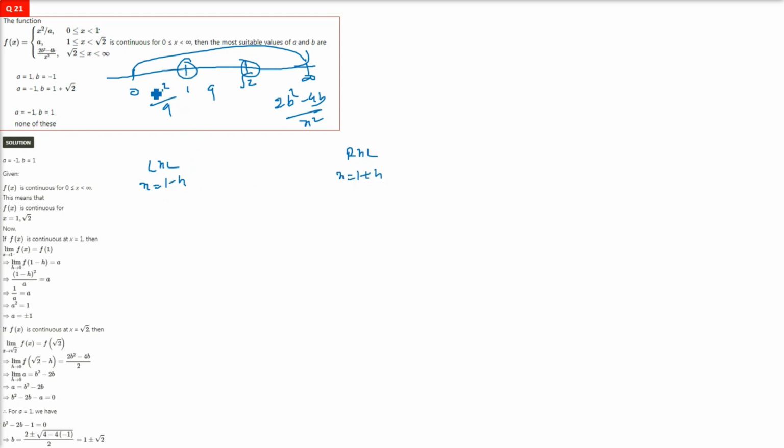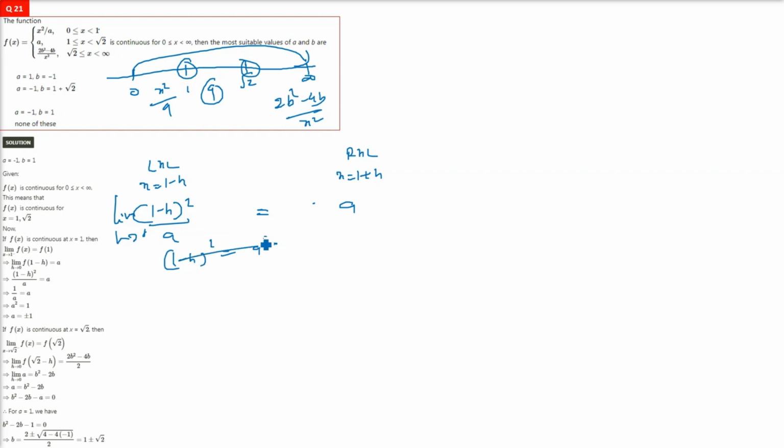So from 0 to 1 it will be x square by a, from 1 to root 2 it will be a, and from root 2 to infinity it will be 2b square minus 4b by x square. So we have to put 1 minus h in x square by a. 1 plus h doesn't matter because a is a constant. Now equate this: 1 minus h whole square by a equals a. So 1 minus h whole square equals a square. And just put h as 0.